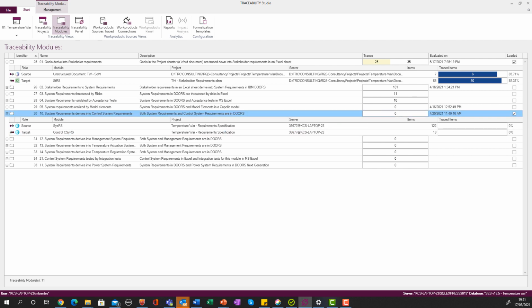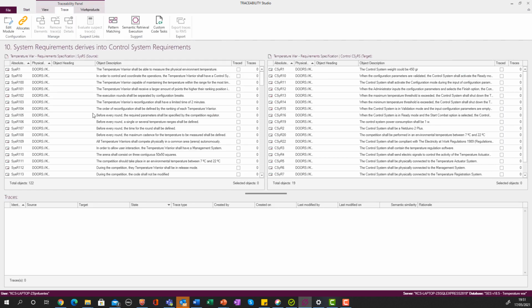among these elements. So let me show you the traceability panel, both source and target, and there are no traces. Of course, I could create traces manually in here just by clicking the source and the target and establishing the link. But let me show you how the semantic capabilities included in Traceability Studio can generate new traces.